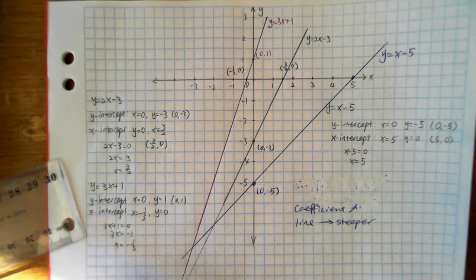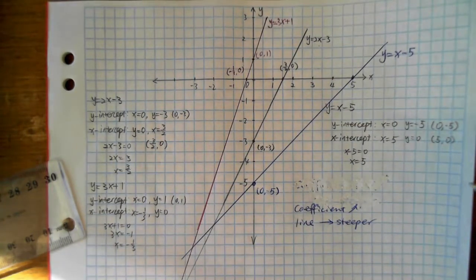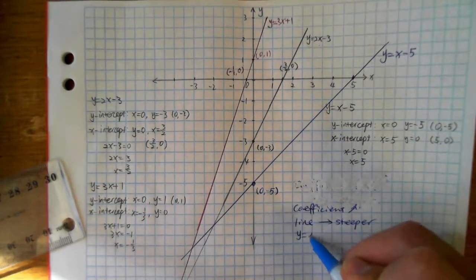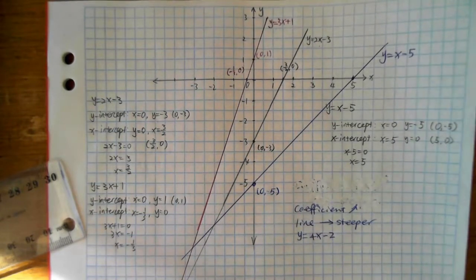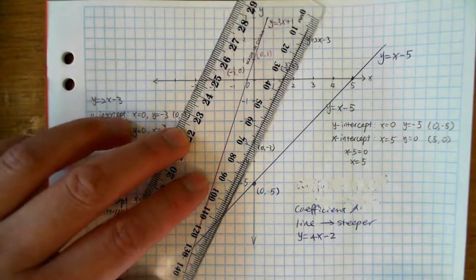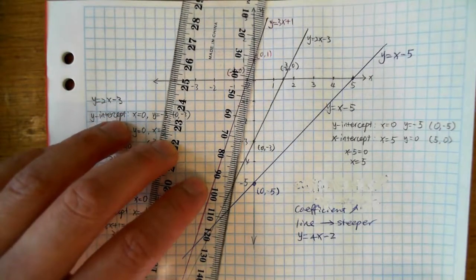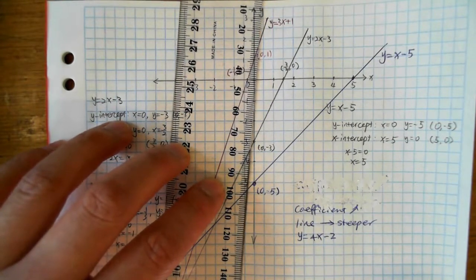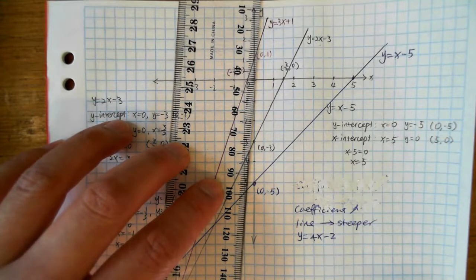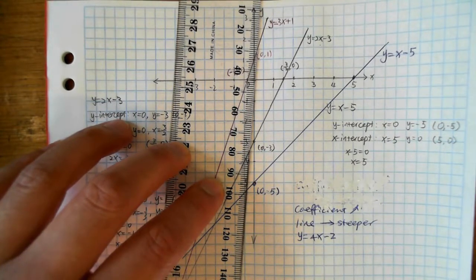steeper and steeper. Okay, and then if I want you to draw y equals 4x take away 2 or something like that, and then your line should be, 4x is steeper like that. Okay, so your line will be like that. Okay, approximately like that.